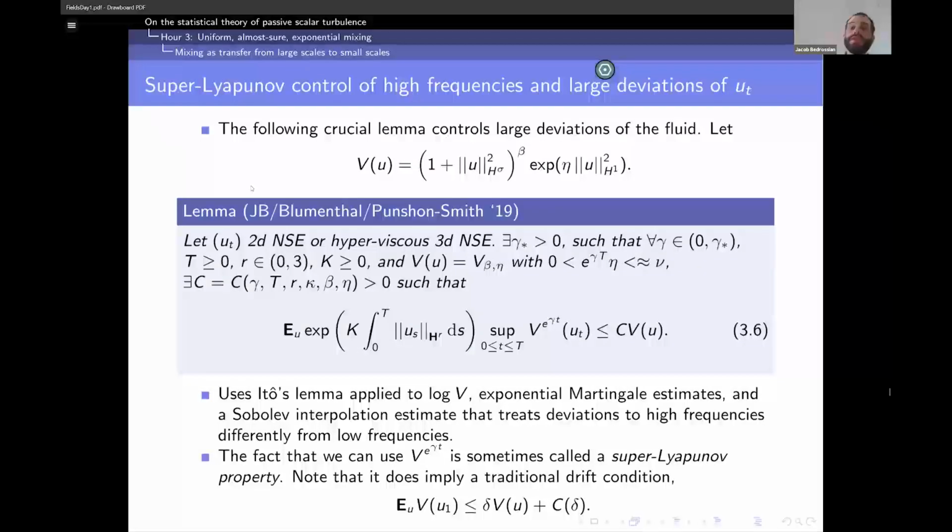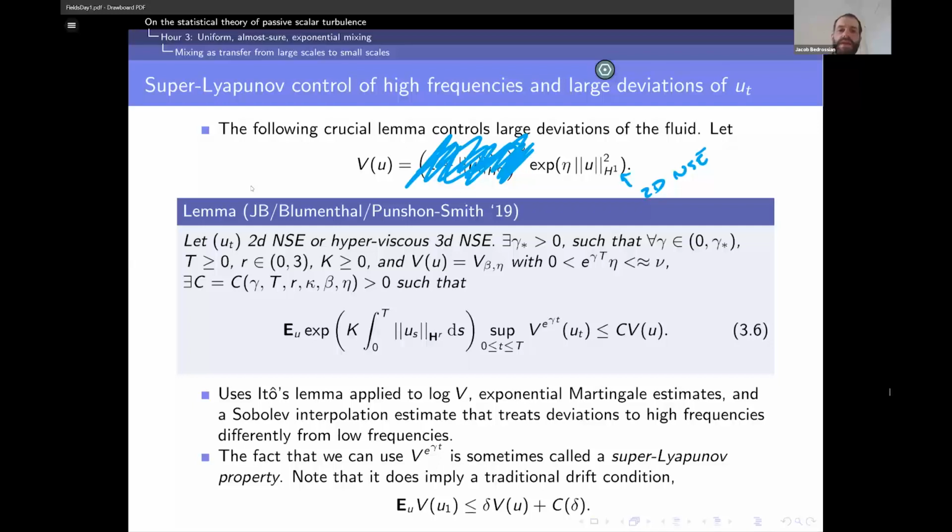So the first thing that we have to do is control large deviations of the fluid. So never mind about the particles, we need to control large deviations of the fluid. Now, we have a difficulty which is not present in the previous works, which is we need to control fluctuations in the regularity of the fluid, not just in the total energy of the fluid. And so proving that this is a Lyapunov function for Navier-Stokes is, well, here this is 2D.